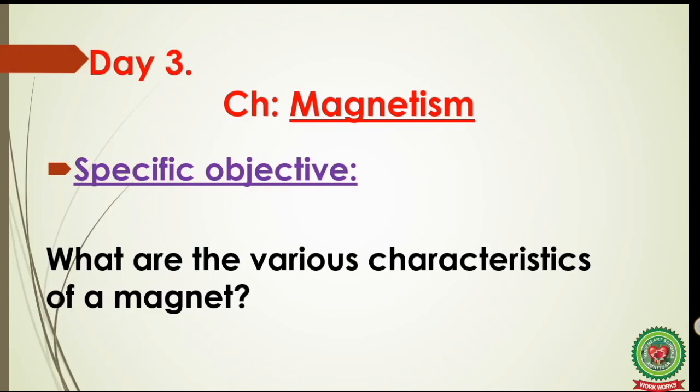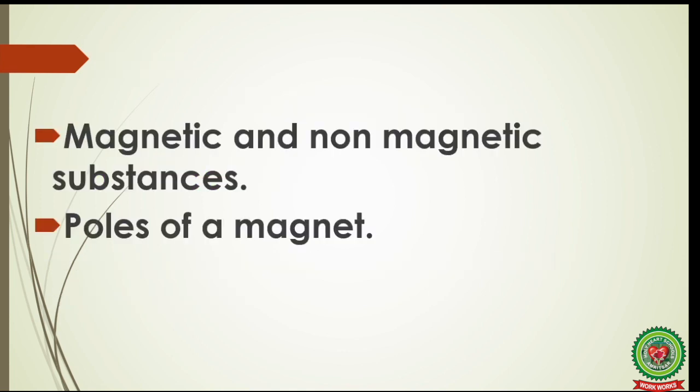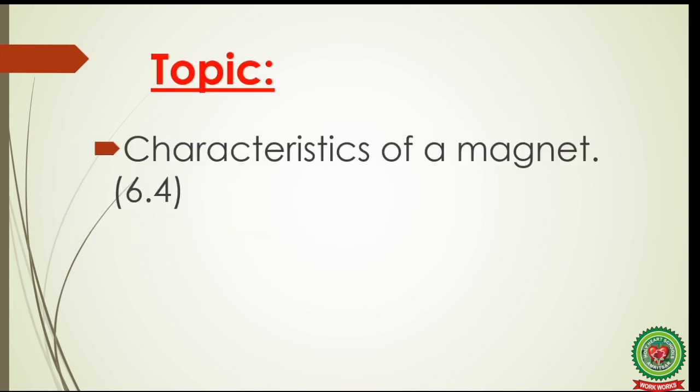Hello students, this is day 3 of the chapter Magnetism, and the specific objective for today's class is: what are the various characteristics of a magnet. In the previous class we discussed these two topics, magnetic and non-magnetic substances and poles of a magnet. Today we will discuss characteristics of a magnet.